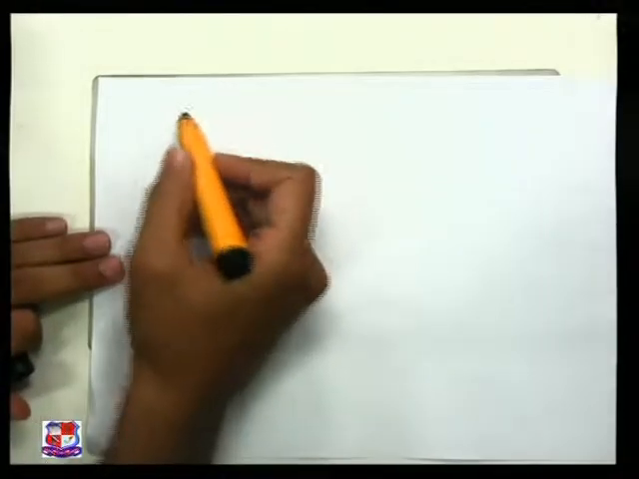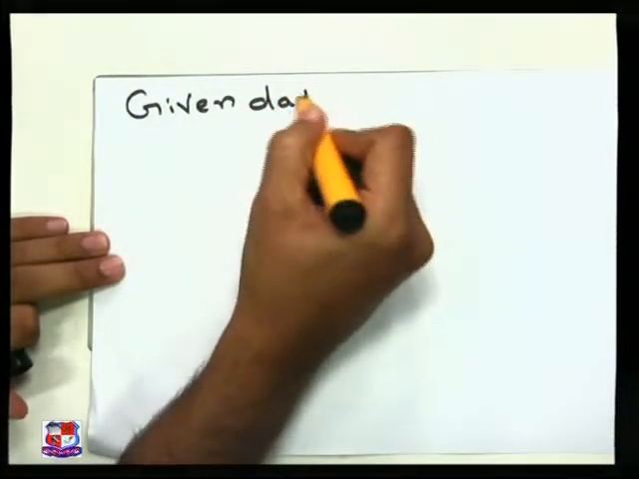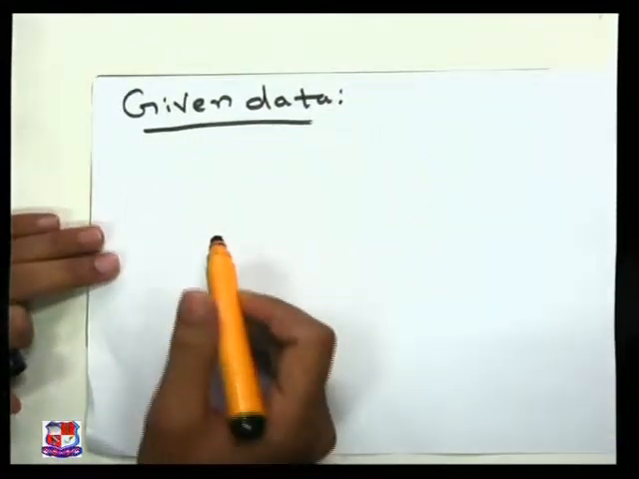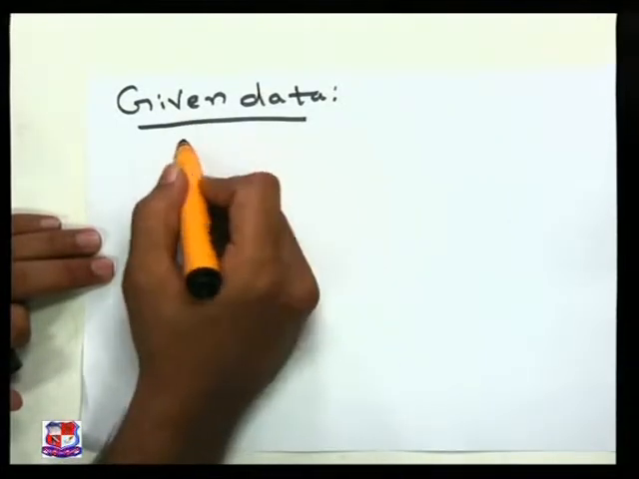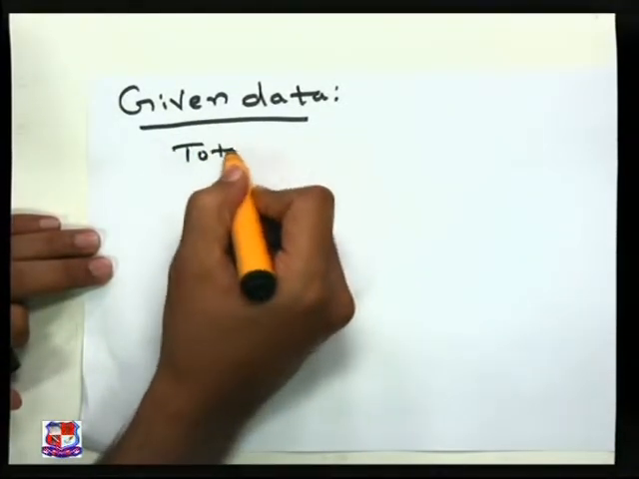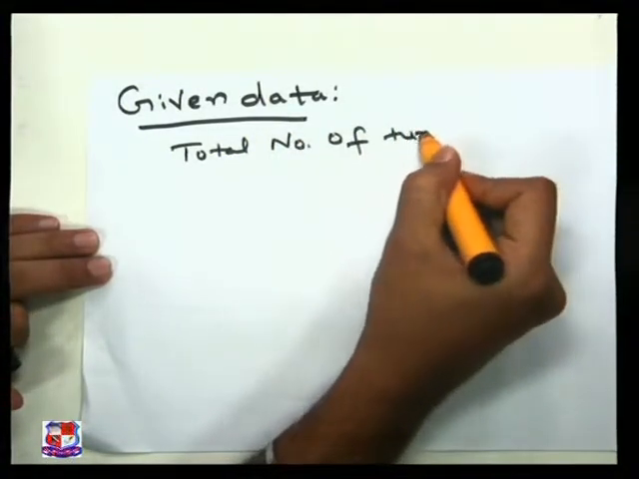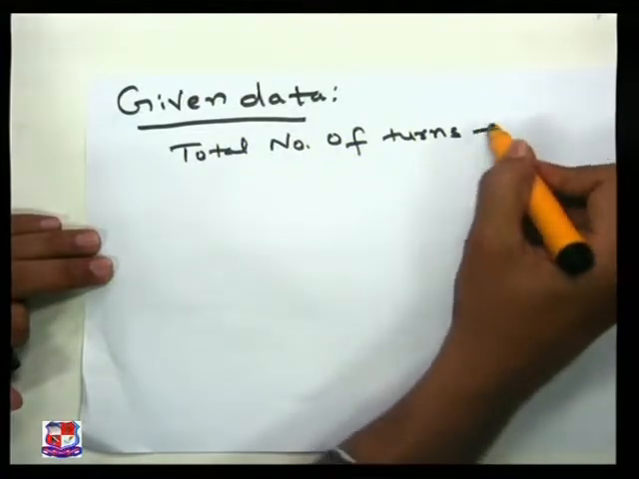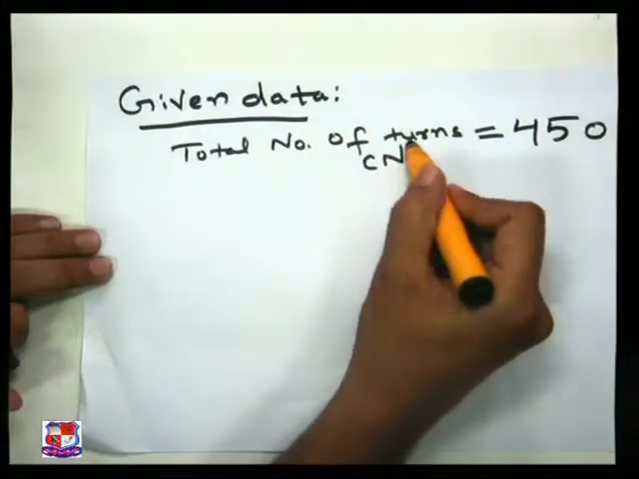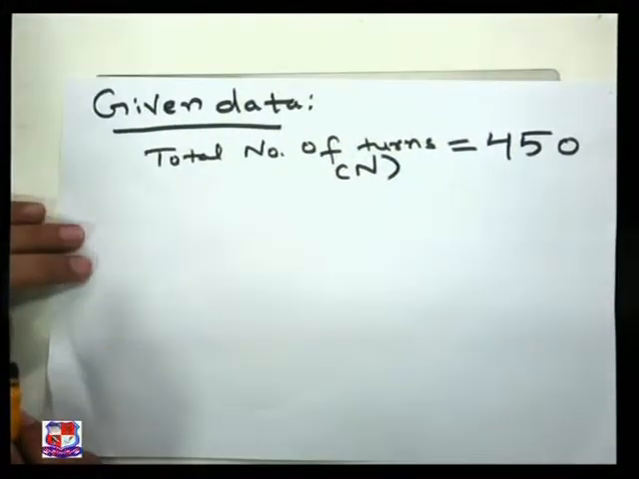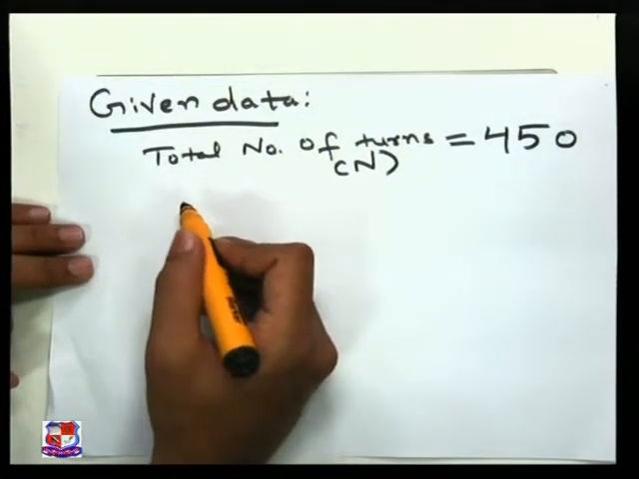First of all, you should write the given data. What is given to us is the total number of turns, that is 450 turns. So N is given to us as 450. Then what we are given is the current flowing through the coil.